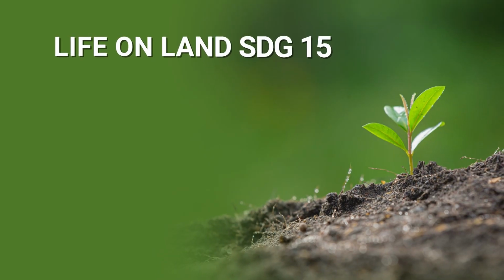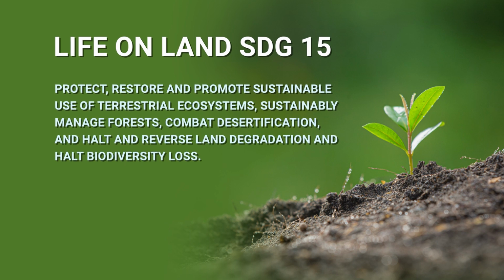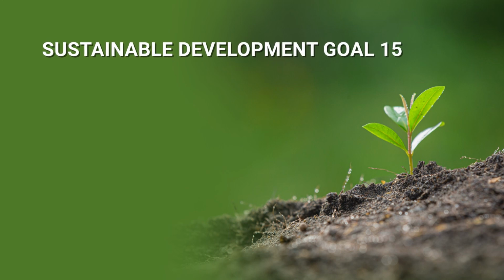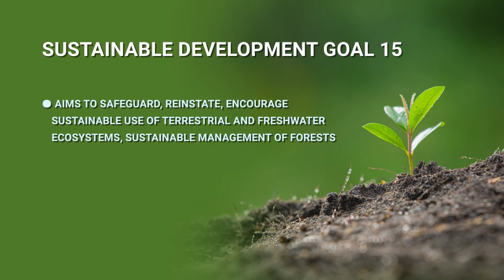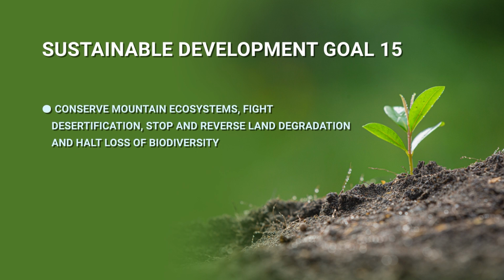If we talk about SDG 15, that is life on land, it basically aims to protect, restore, and promote sustainable use of terrestrial ecosystems. It aims at sustainably managing forests, combating desertification, and halting and reversing land degradation along with the loss of biodiversity. The major aims of Sustainable Development Goal 15 are to safeguard or reinstate and encourage sustainable use of terrestrial and freshwater ecosystems, and sustainable management of forests. At the same time, it conserves mountain ecosystems, fights desertification, and aims to stop and reverse land degradation along with halting the loss of biodiversity.